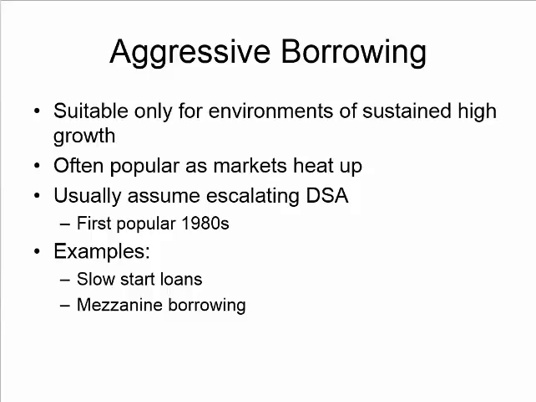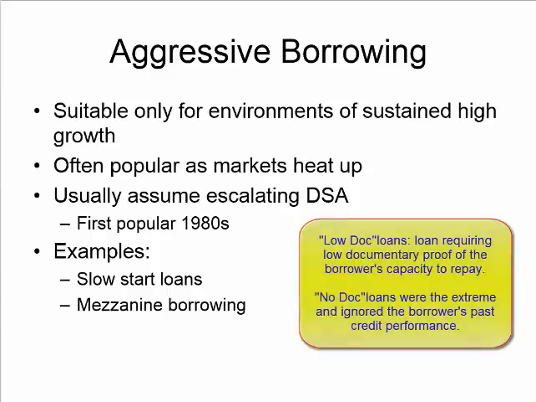the past, leading to the popularity of more aggressive borrowing strategies. These are actually quite suitable for environments of sustained prosperity and high capital growth. You also tend to find aggressive borrowing arrangements becoming popular as markets heat up. It's no surprise that in the years leading up to the global financial crisis and its equivalent in Australia, what are called no-doc loans or high-risk loans became very popular.